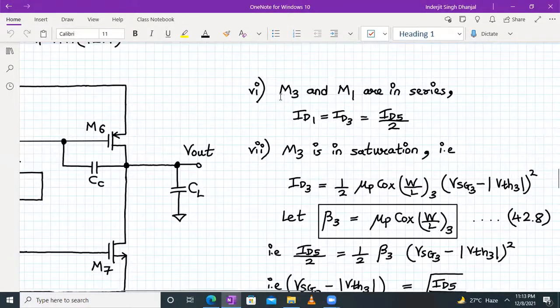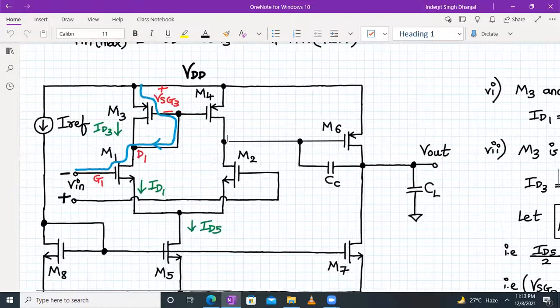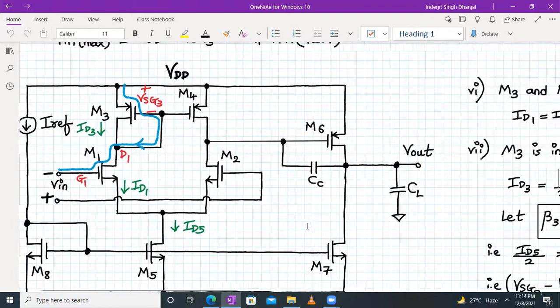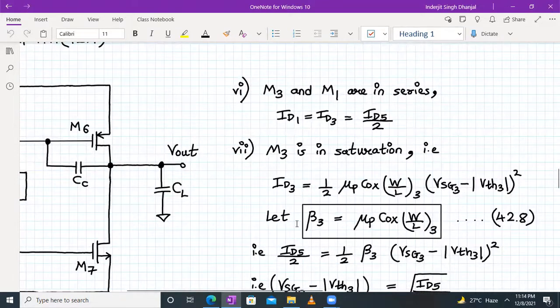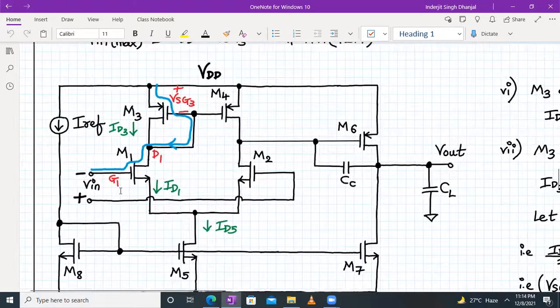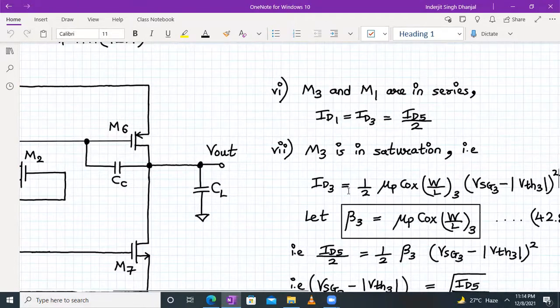Next, M1 and M3 are in series. Your M1 transistor and M3 transistor are in series, so the current flowing through M1 and M3 will be the same. So ID1 will be the same as ID3, and that will be equal to ID5 divided by 2, because the single stage OTA is symmetric. So ID1 is equal to ID3, which is equal to ID5 divided by 2.